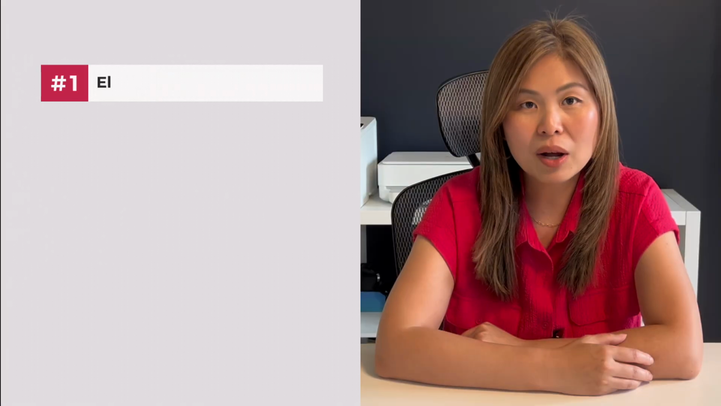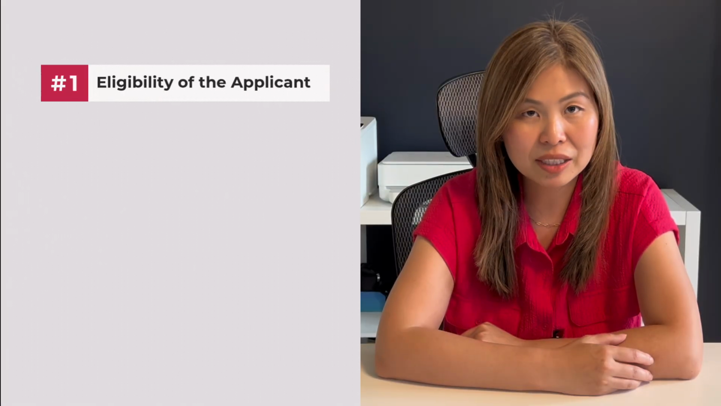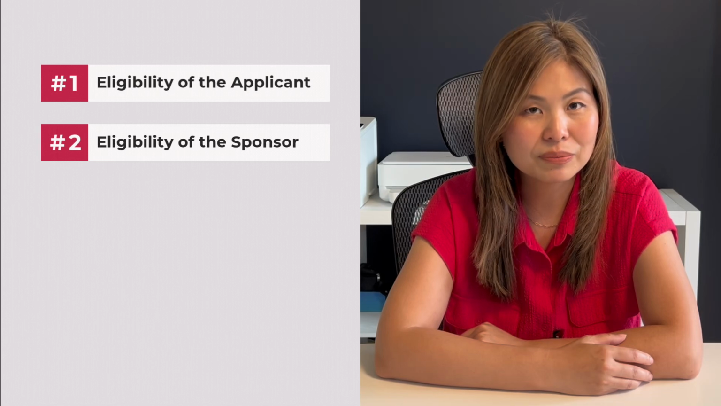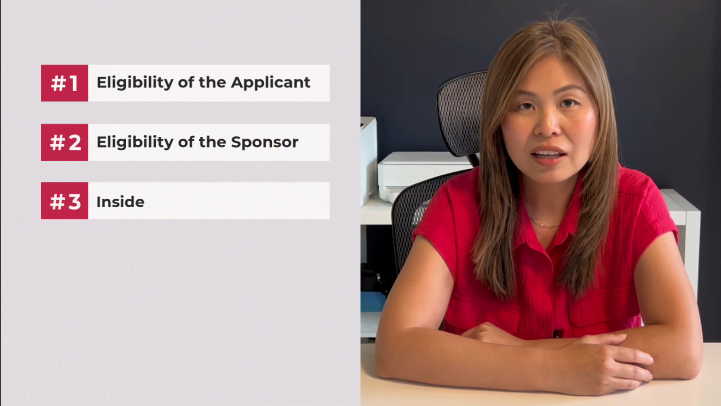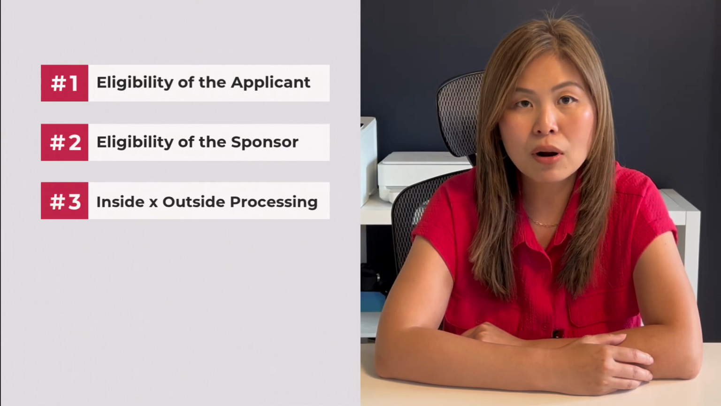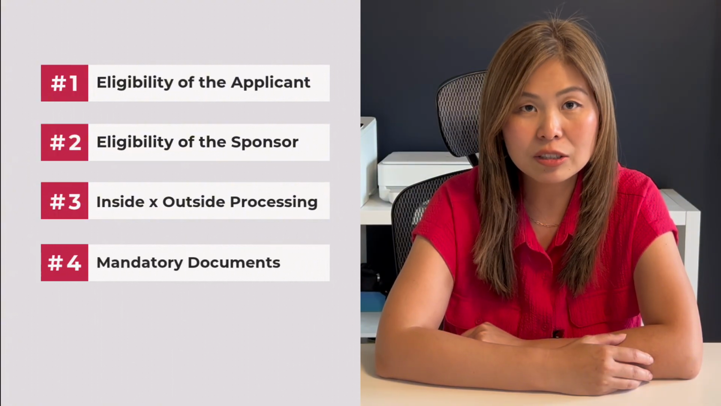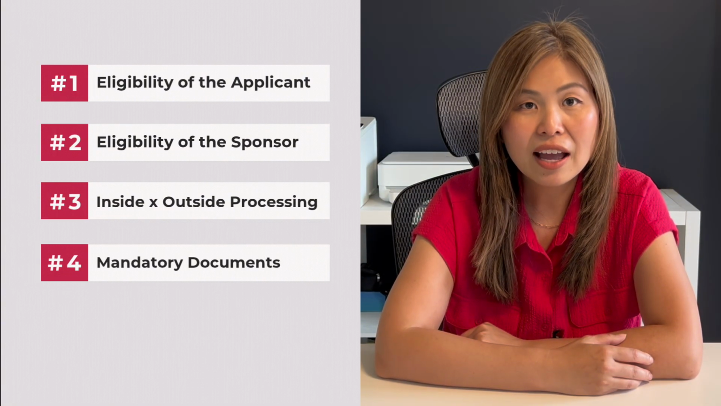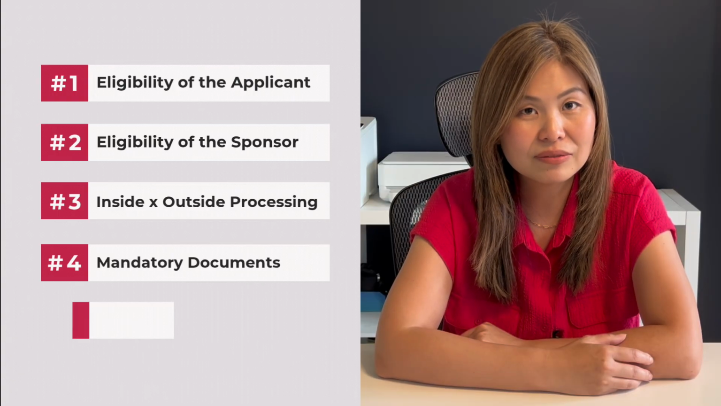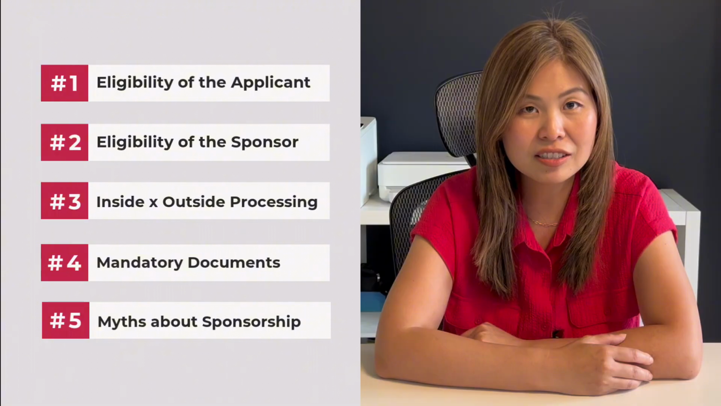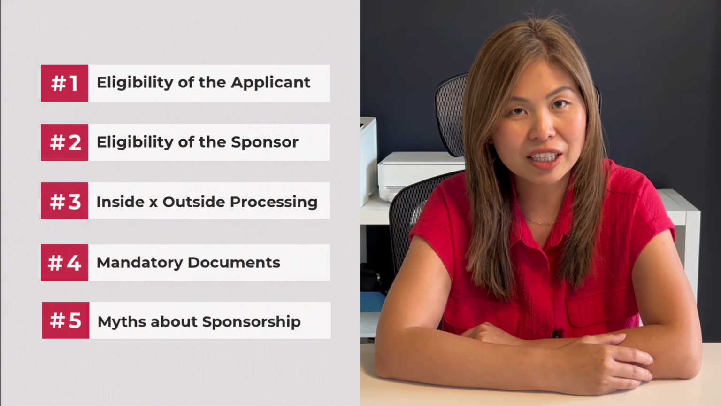So here we go. We are going to look at Part 1, the eligibility of the applicant. Part 2, the eligibility of the sponsor. Part 3, inside versus outside processing. Part 4, the mandatory documents that you need and the tips to strengthen your profile. Part 5, we are going to talk about the myths about sponsorship applications.